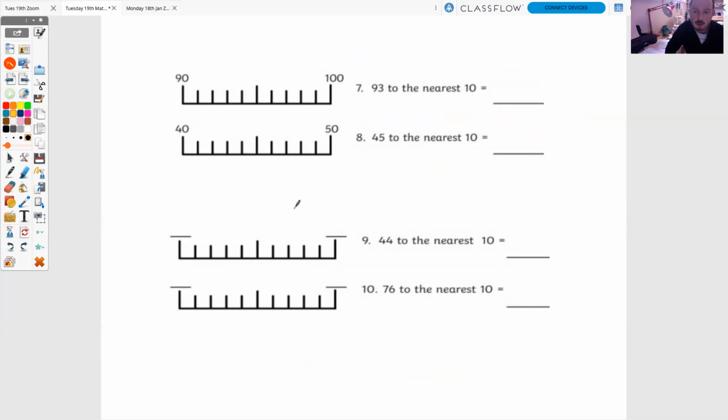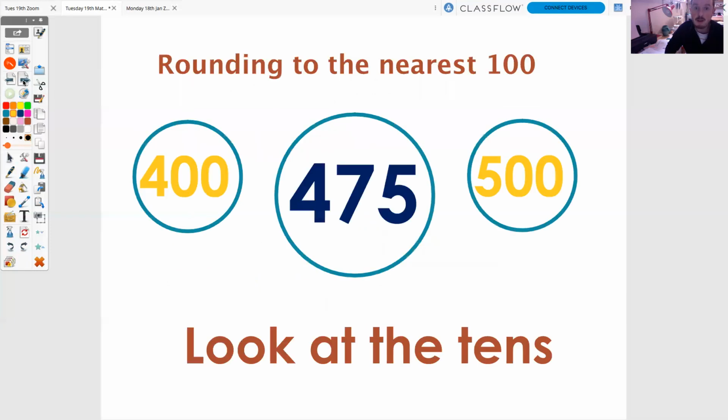Here you've got 44 to round to the nearest 10, and you'd have to write the 10s in yourself so you can see what they might be. 76 to the nearest 10, and again, you'd have to write 76 and the nearest 10s on either side to see what they might be as well. Okay, good luck with that. All right, so you can have a go at those. Pause the video if you like, and we'll move on to rounding to 100 if you'd like to.